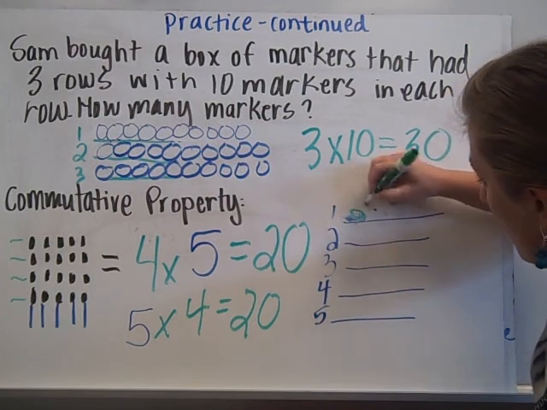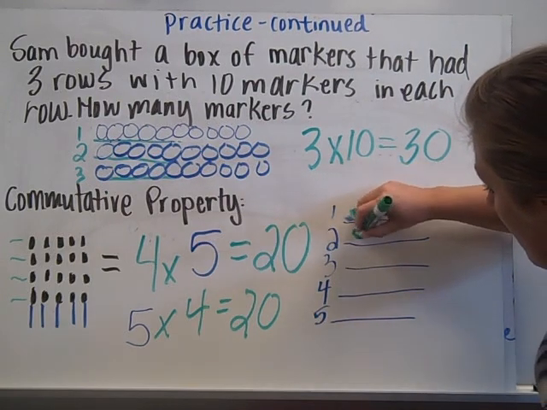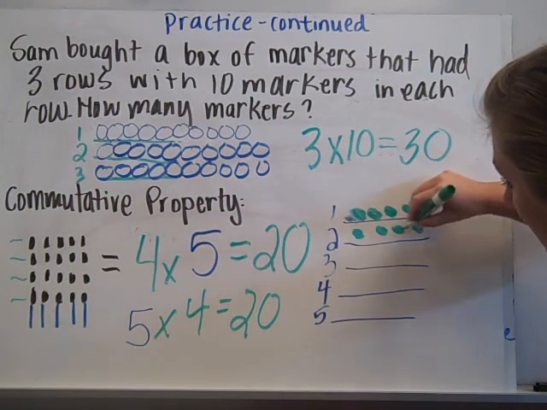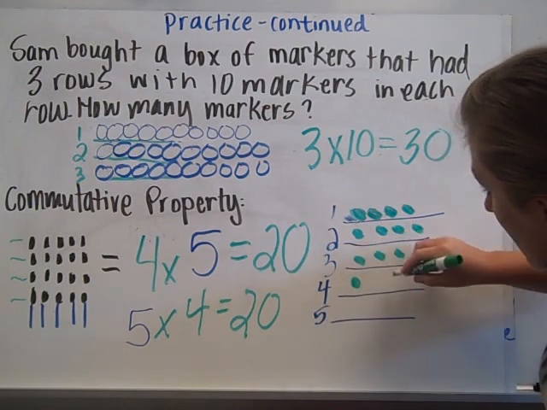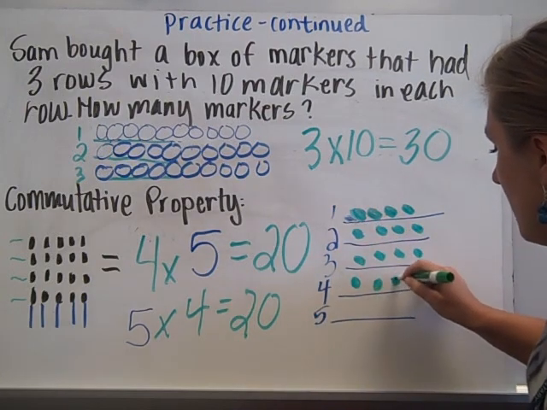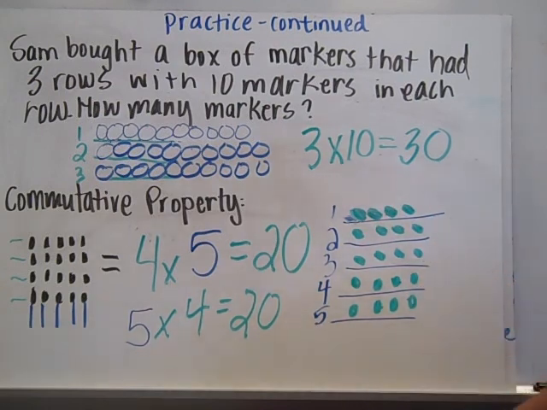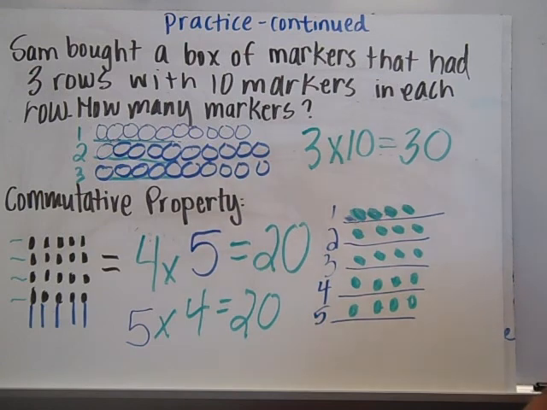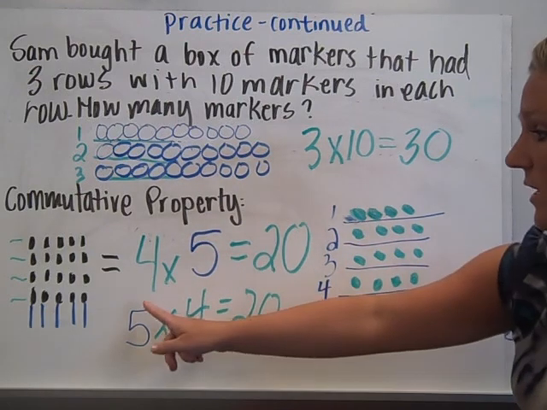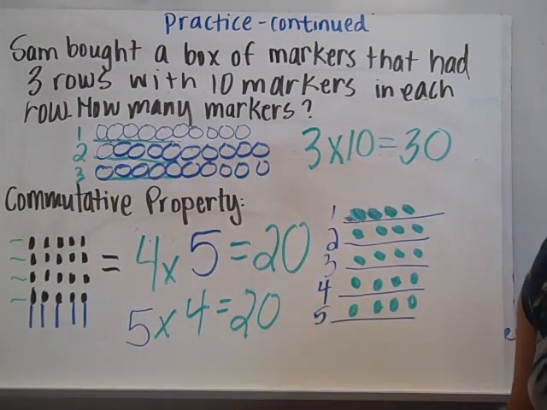So 1, 2, 3, 4. All right, so now my drawing looks similar but different. Okay, now I have 5 rows and 4 in each row versus 4 rows with 5 in each row. Okay, so do you see the difference? And I hope that you understand that the order of these factors do not matter. I still have the same product.